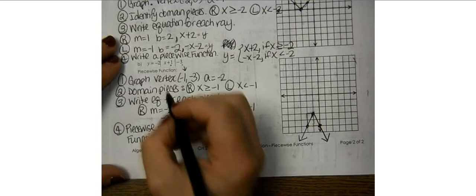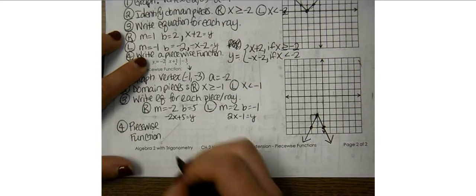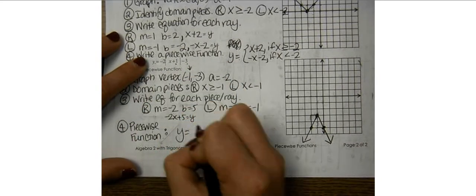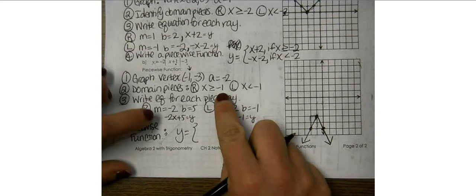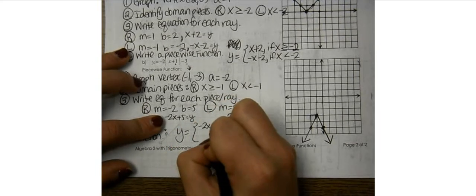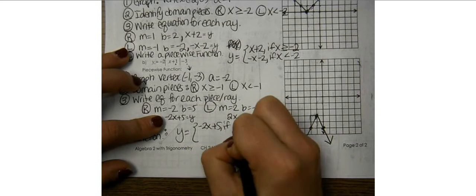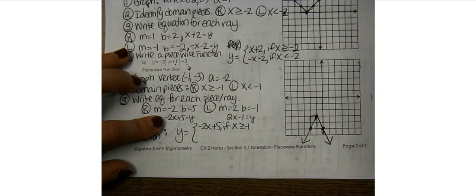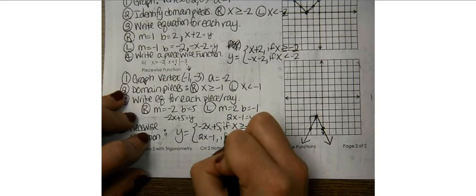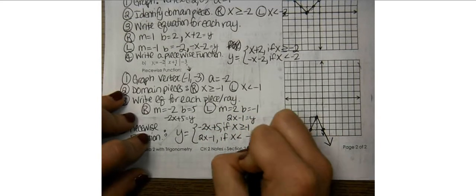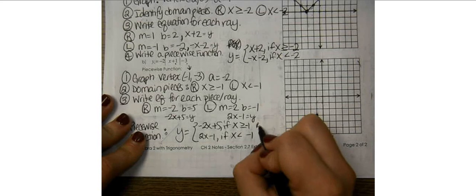So now step number 4 is where you actually write your piecewise function. Putting everything together, we're going to write our piecewise function. And since in this case we're starting off with a y equals equation, I'm just going to write y equals with a brace, and the right-hand side of my graph is going to be -2x plus 5, and that happens if x is greater than or equal to -1. And the left-hand side of my graph, I'm going to write 2x minus 1 happens if x is less than -1. This represents the right-hand side and the left-hand side.